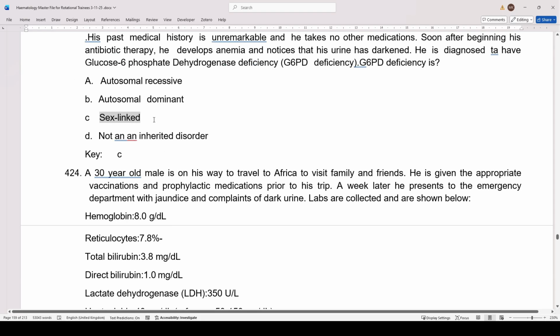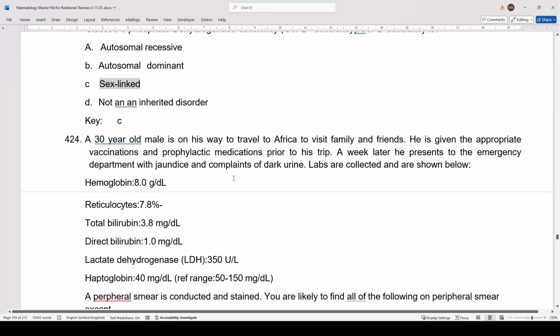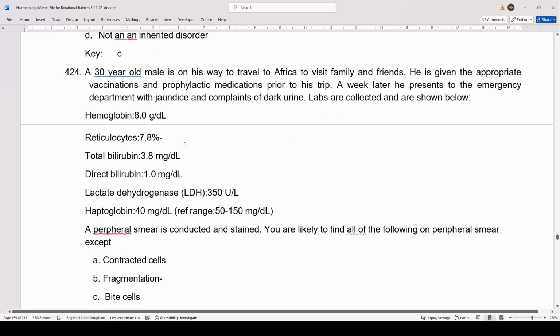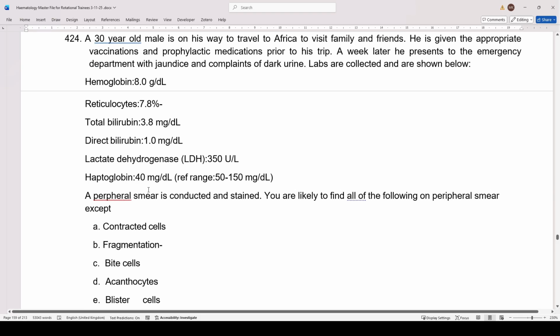A 30 years old male is on his way to travel to Africa to visit family and friends. He is given the appropriate vaccination and prophylactic medications prior to the trip. A week later he presents to the emergency department with jaundice and complaints of dark urine. Labs are collected and shown below. Hemoglobin is low, reticulocyte count is raised, so it shows hemolysis. Total bilirubin is 3.8, direct bilirubin 1, lactate dehydrogenase is almost normal. Haptoglobin is reduced, which shows there is intravascular hemolysis.